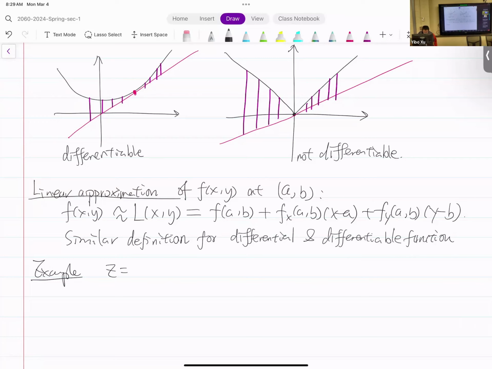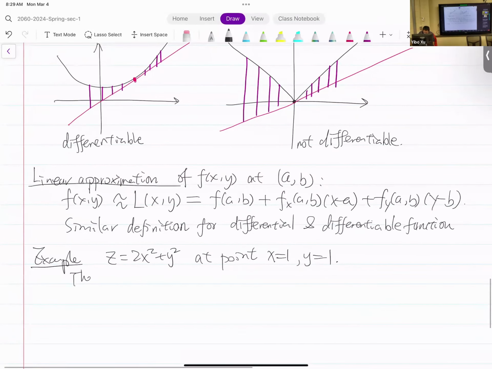Let's say we look at the function z equals 2x squared plus y squared at the point x equals 1, y equals 1. So we can write down the tangent plane at 1, 1. Here, we just realize that the output z0 at the point x0, y0 is 3, right? So you plug in 1, 1, that will give you a 3. So z minus 3 equals to.